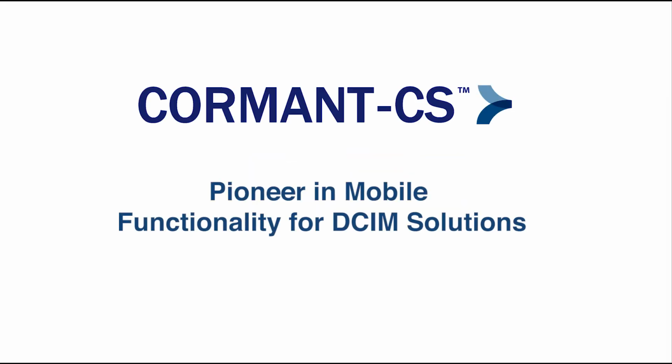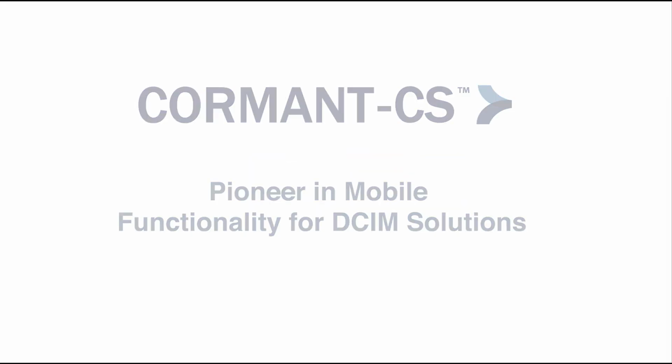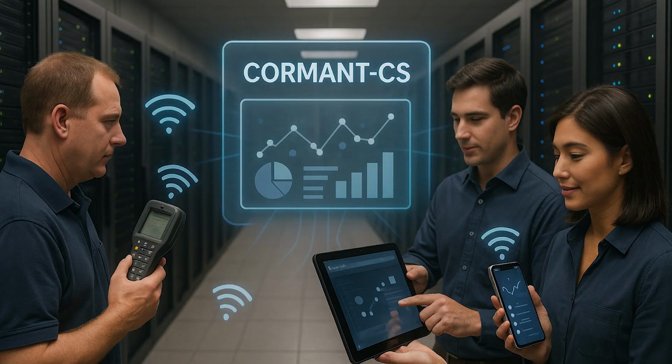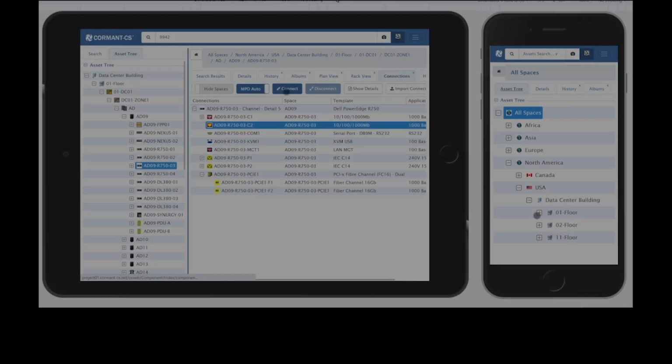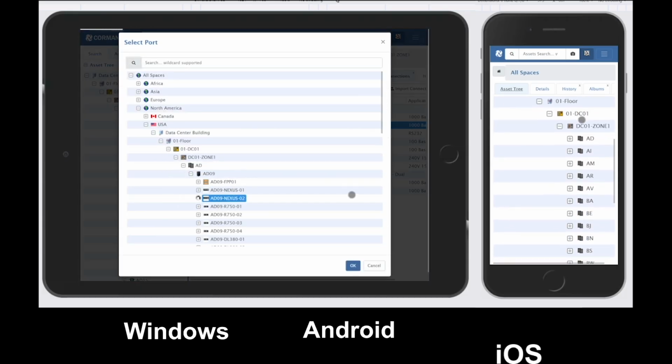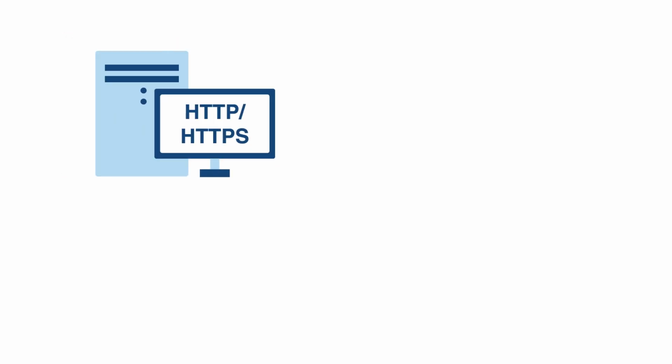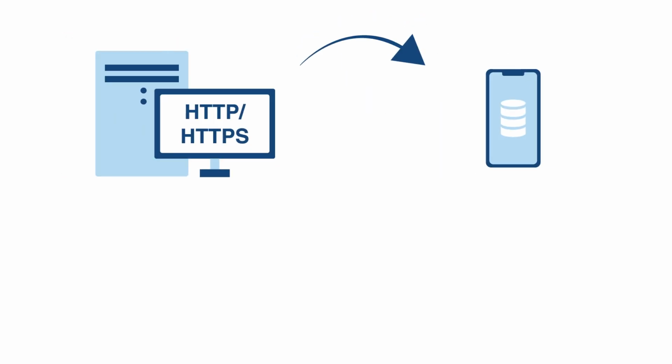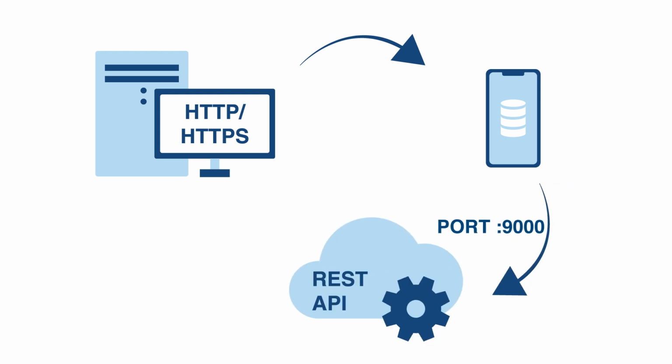Cormant-CS is a pioneer in mobile functionality for DCIM solutions. Initially leveraging traditional handheld devices for data center audits, the platform has evolved with advanced technology. Today, Cormant-CS supports comprehensive online and offline capabilities across Windows, Android, and iOS smart devices. OSS uses HTTP, HTTPS, and the Cormant-CS REST API to sync data securely without direct database access. It runs on TCP port 9000 and is best installed alongside the Cormant-CS application server.